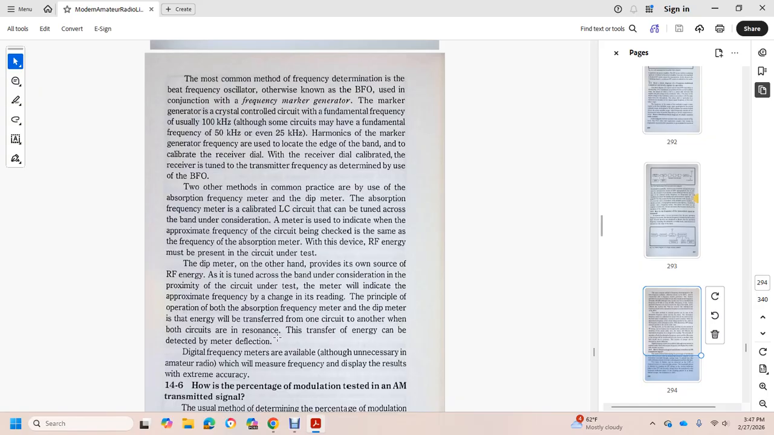The principle of operation of the absorption frequency meter and the dip meter is that energy is transferred from one circuit to the other, and at resonance the transfer of energy causes a major meter deflection. The digital frequency meter, although unnecessary for amateur radio, measures the frequency and displays the result with extreme accuracy.